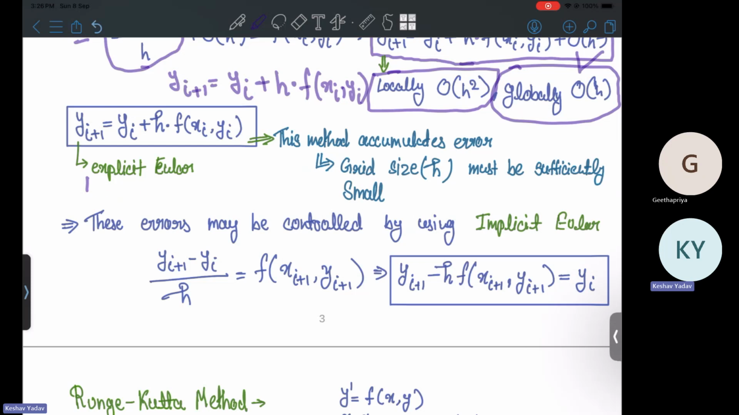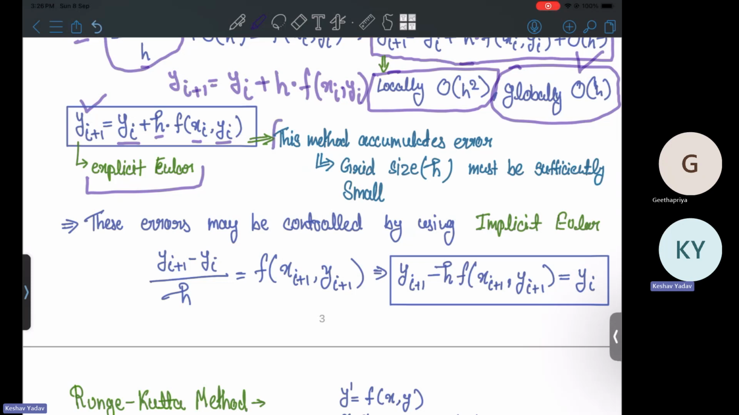This is called the explicit Euler method. Why explicit? Because you see here yi plus 1 is unknown, coming on the left hand side, and all other things on the right hand side, yi, xi, yi, h, are all known. So we are directly calculating yi plus 1, not solving. That's why it is called an explicit method.